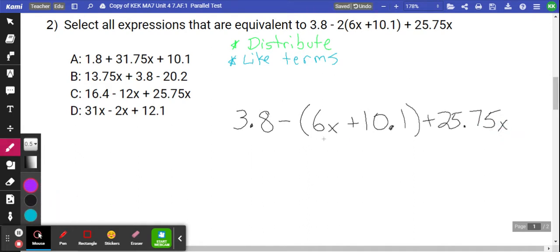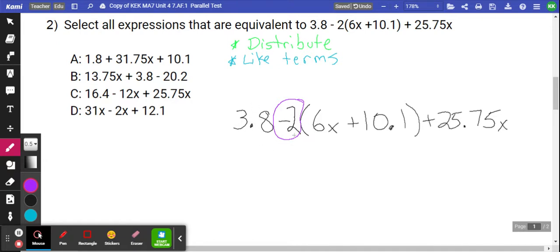So I'm starting with my 2. That would be helpful if I wrote the 2 in there. Okay, 3.8 minus 2 parentheses 6x plus 10.1 parentheses plus 25.75x. All right, now we're good. One thing that we have to be careful of when we're distributing is we keep the positives and negatives with their terms. So the 3.8, we can't do anything with yet.